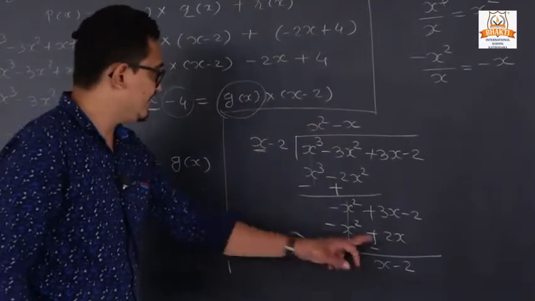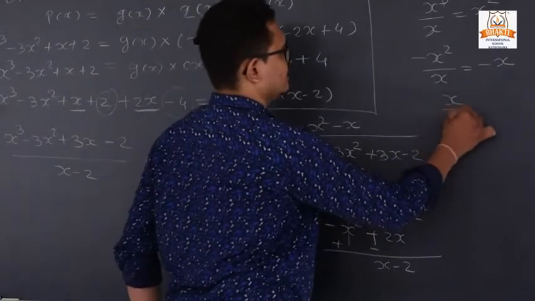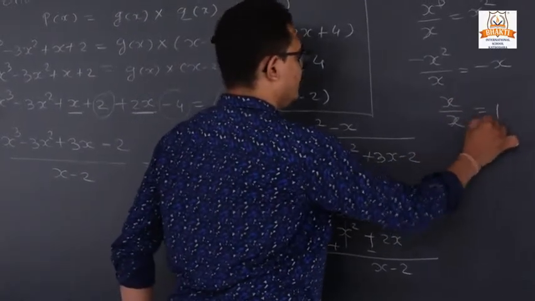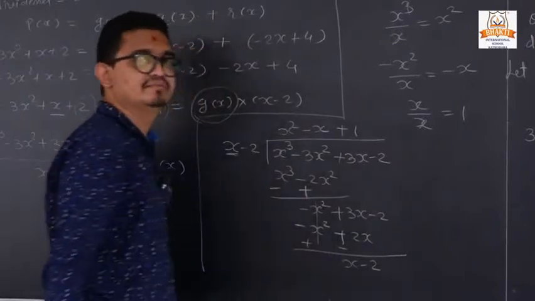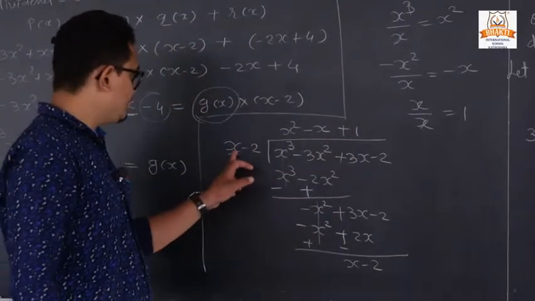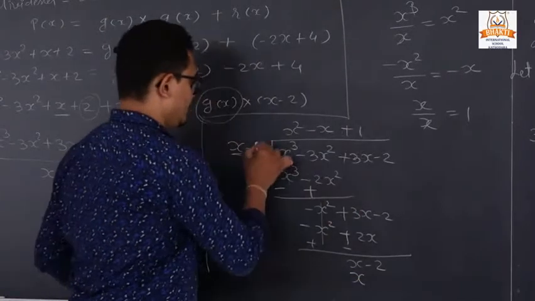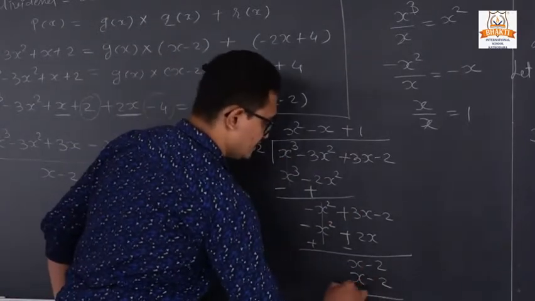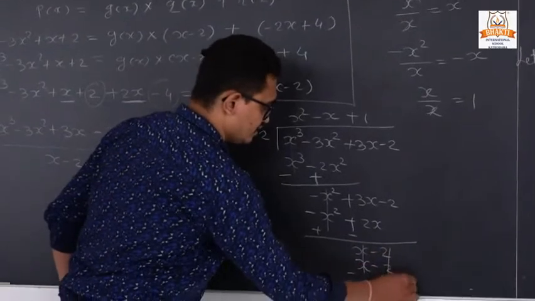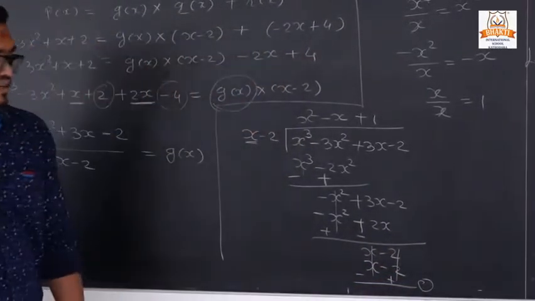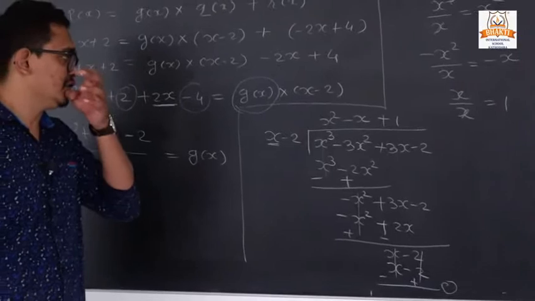Once again x is divided with x, so it will be 1, so here we can write plus 1. Now 1 is multiplied with these both, so 1 into x is x, 1 into 2 is minus 2. Once again both signs are changed, so it will be 0. Clear? It will be 0.